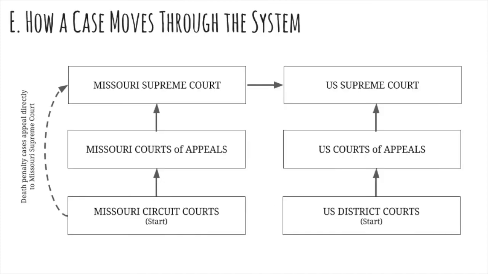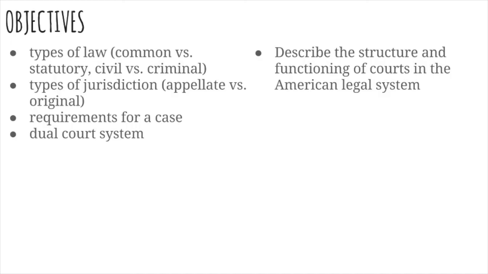There's a little diagram I put together for you that helps you understand a little bit of the order of our system, and you can see pretty clearly that we have a dual court system, where on the right there's the U.S. courts, and on the left there's the Missouri courts, with that one little interesting exception that the Missouri Supreme Court could go to the U.S. Supreme Court if it involves a national issue. So hopefully you've taken good notes, and we'll see you next time.